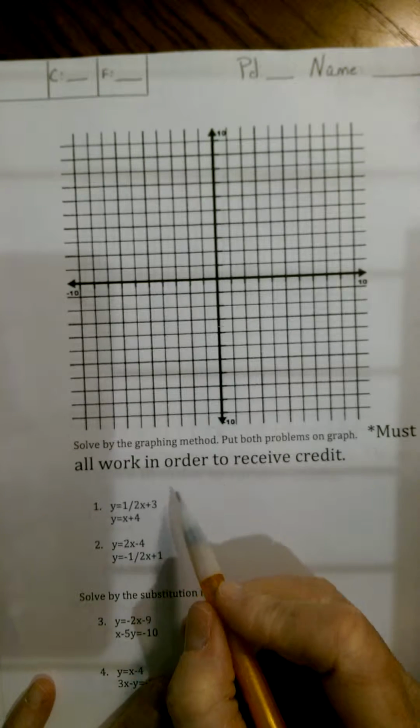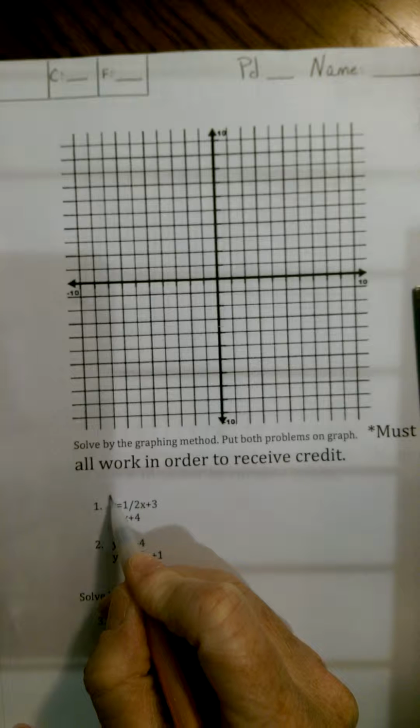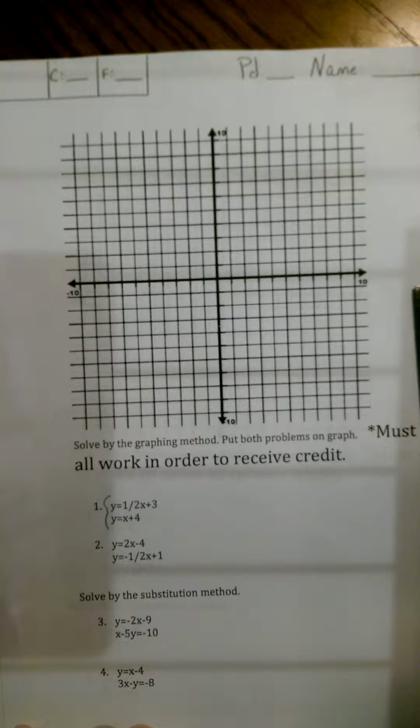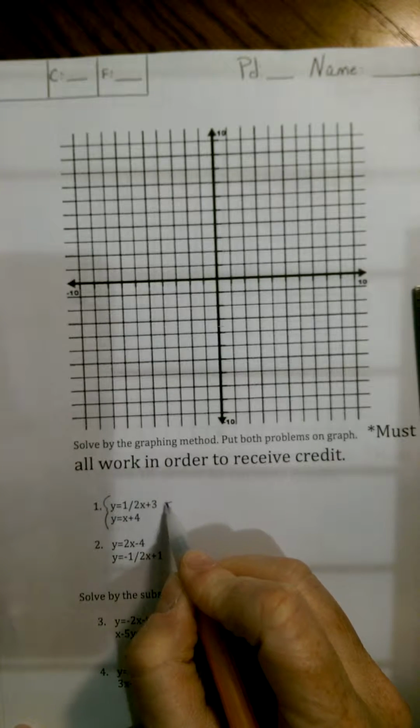The first two problems you had to solve by graphing. And remember, this is a system of equations because it has two lines. So my goal when I solve a system of equations is to find where the two lines intersect on the graph. That's what I have to do. So I have to graph each one.